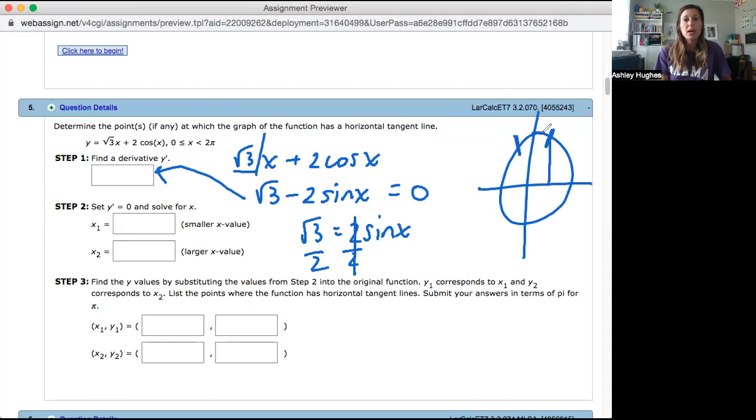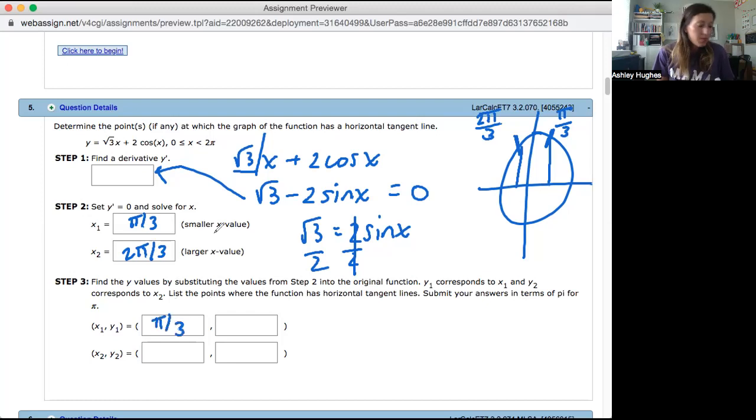So I went up a lot, the bigger version. So that would be at these places right here, which this is pi over 3, and this is 2 pi over 3. So the smaller value, pi over 3, and then this one is 2 pi over 3. Find the y values by substituting them into the function. So we want to actually get the points.